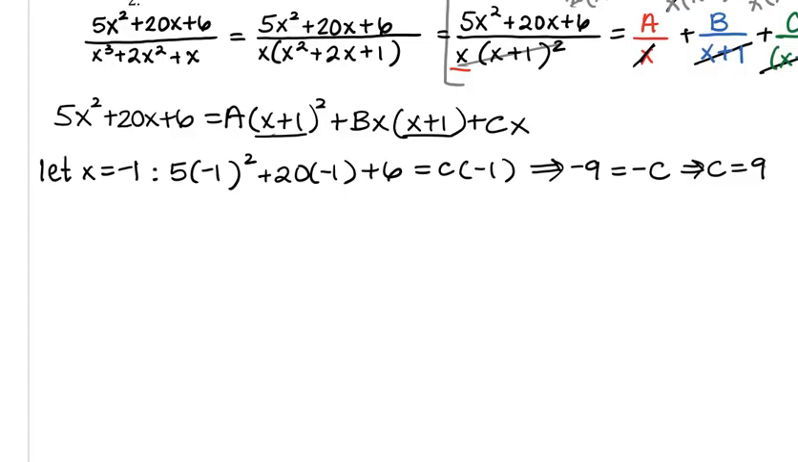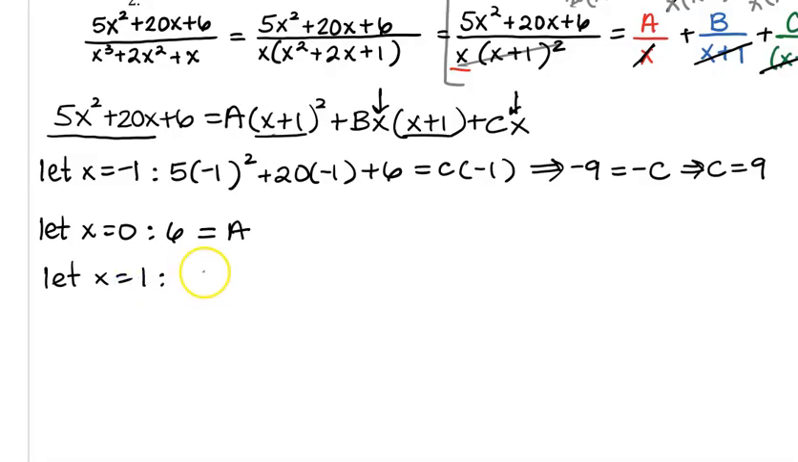Now, if I want to solve for A, I can let x equal 0 because that will send the B and the C terms to 0 since they both have factors of x. When x is equal to 0 on the left side, those first two terms will just go away and we'll simply have 6. On the right side, we will have A. So we know that 6 is equal to A. Now, finally, I'm going to let x equal 1 so that I can solve for B.